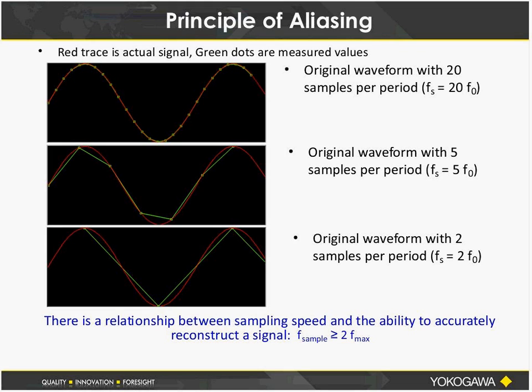So the relationship between this frequency that you're trying to measure and the necessary sample speed is in fact 2 times. This Nyquist or Shannon sampling theorem just tells us that you need to sample theoretically at least 2 times the highest frequency component in order to accurately recreate that waveform or that frequency component.